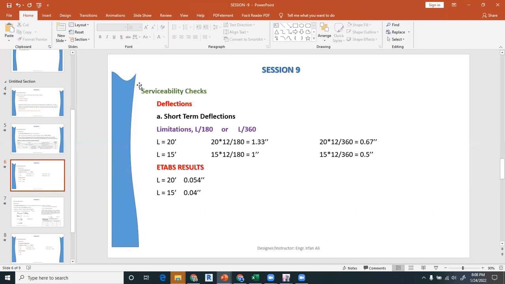So we can see the deflection is less than the value specified by the ACI. So we are on the safe side. There will be no cracks in the non-structure elements during its lifetime. So this is how you calculate the short-term deflection and compare it with the allowable limits of ACI.